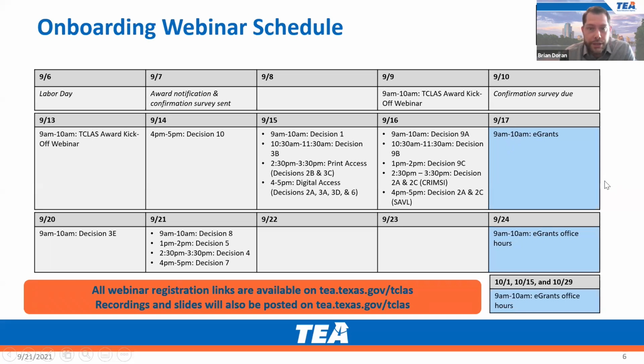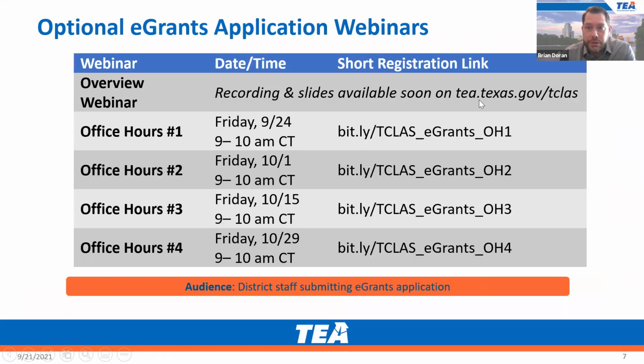If you weren't able to join that, that will be available soon on tea.texas.gov/TCLAS. And then here are some links as well for the ongoing office hours over the course of the next couple of weeks. Again, we'll be sending out these slides both in a follow-up email. They'll also be posted on tea.texas.gov/TCLAS. So all this information should hopefully be pretty easily accessible to you. Just want to flag these opportunities for making sure you're getting that eGrants application in.